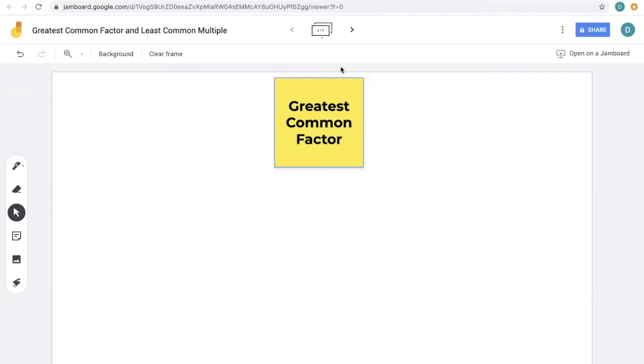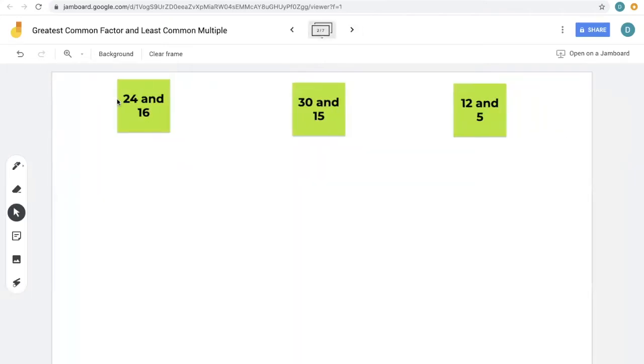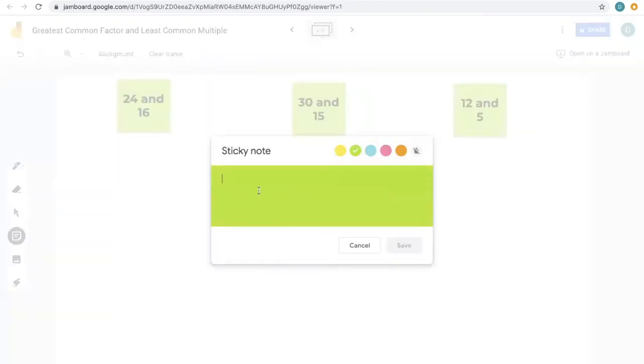So let's go into some examples to really see how this works. Let's start with 24 and 16. Let's look at some factors of 24. We have 1, obviously, which multiplies with 24. So we have 1 and 24. The next one is 2. 2 multiplies with 12 to become 24. Another one is 3. You can multiply that with 8. And then finally, we have 4 and 6.